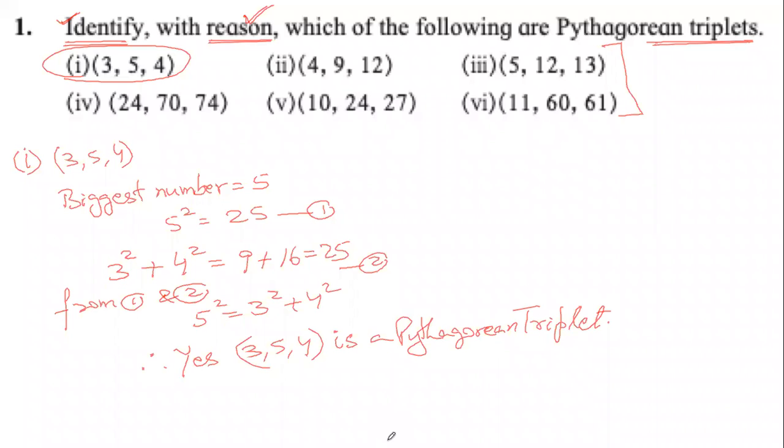Now, it is also possible that the numbers are different, that what we get in 1 and what we get in 2 are different. If they are different, then instead of writing equal to, we will write not equal to. And in the answer, instead of writing yes, we will write no. That is it.